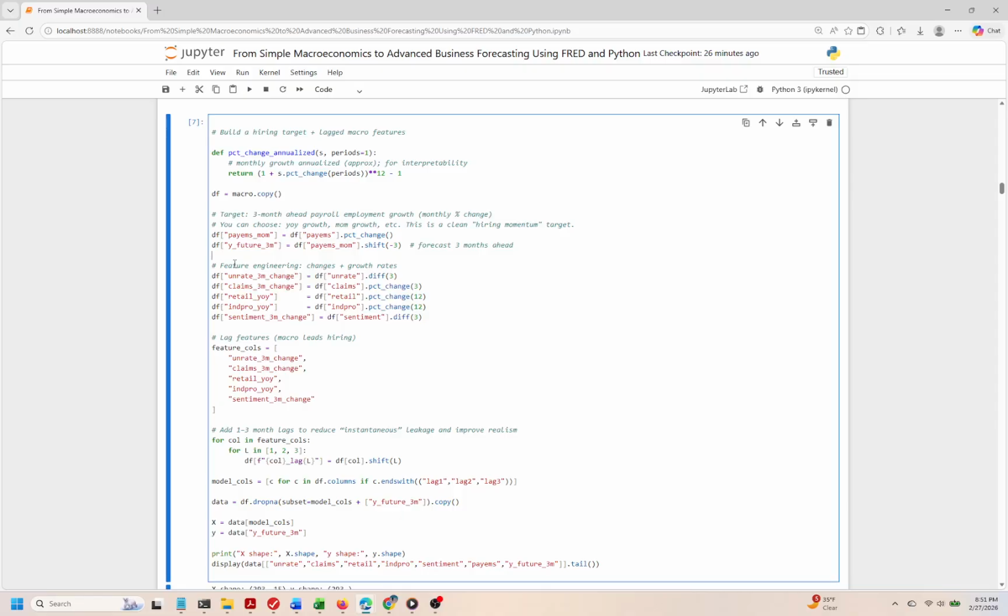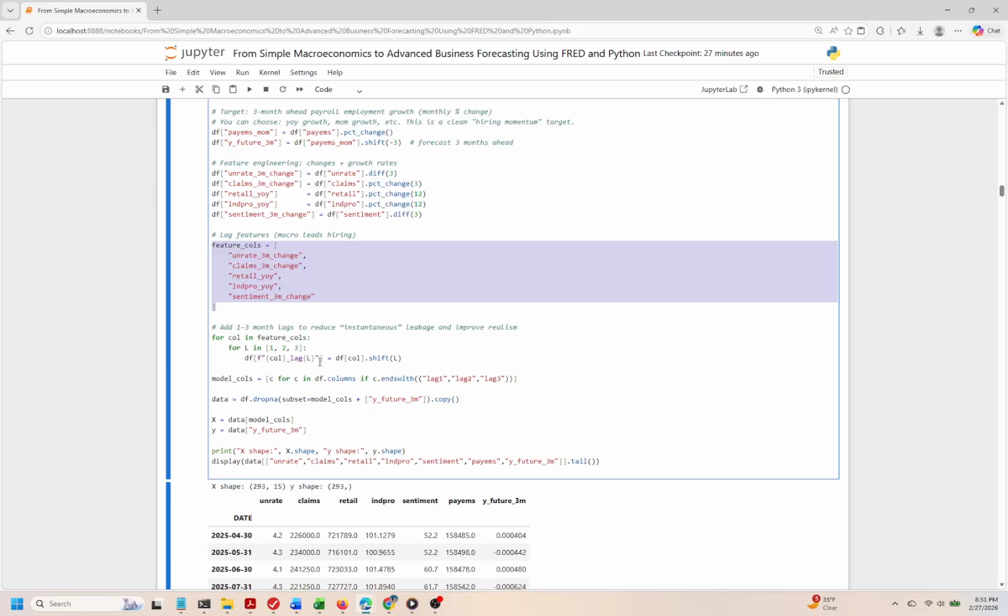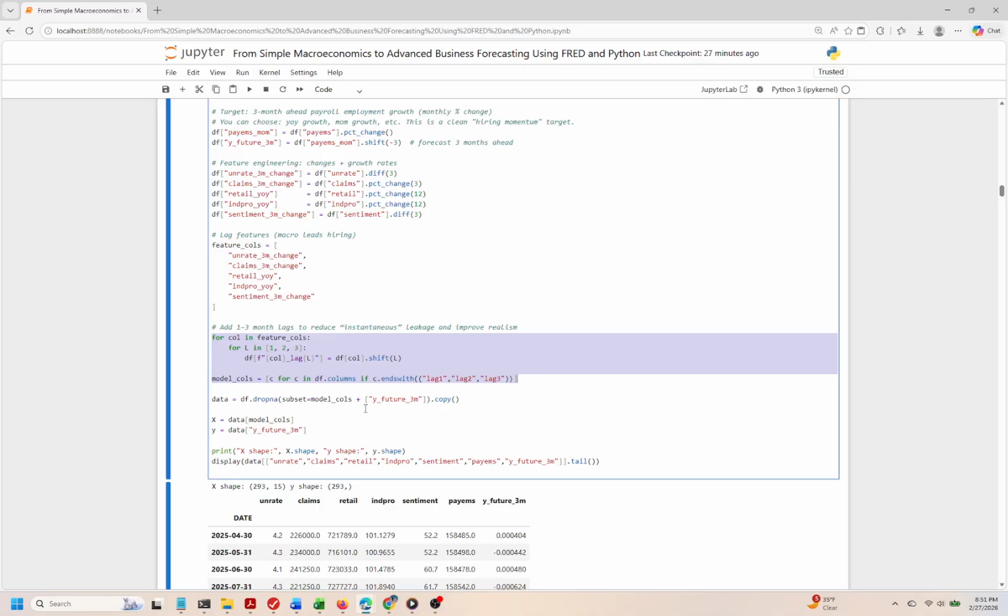Next, we delve into feature engineering, which is about deriving additional metrics that can give more context to our predictions. For instance, we're examining changes in the unemployment rate, weekly jobless claims, and various retail and industrial production indices. By measuring these changes over specific periods, like 3 months and 1 year, we generate insightful metrics that reflect the economic environment's influence on hiring. An important step follows, where we introduce lagged features. This means we're integrating the past values of our indicators to mitigate the risk of instantaneous bias that could distort our results. By shifting these variables by 1, 2, and 3 months, we can account for the delayed effects that macroeconomic shifts have on hiring behavior.